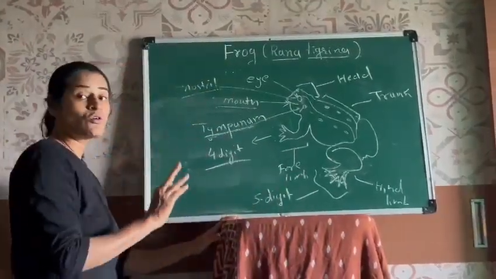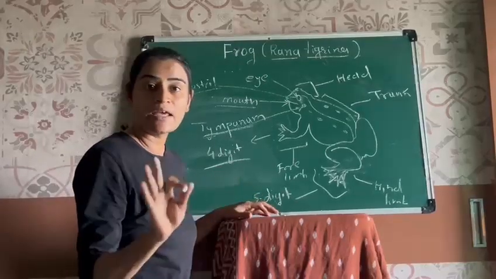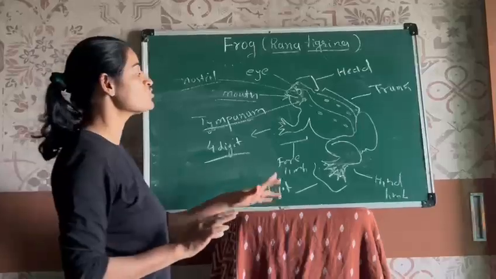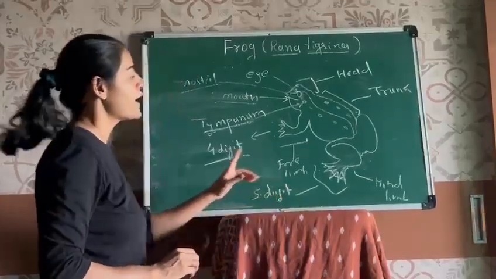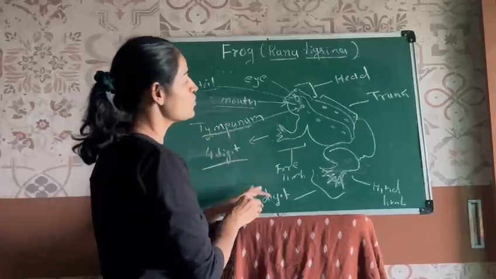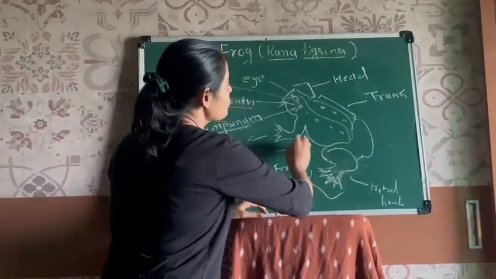Okay, in the case of frog there is no exoskeleton, no nails. Nails or claws are absent in the frog, so digits are without nails or claws. Okay, so this is about the limbs.